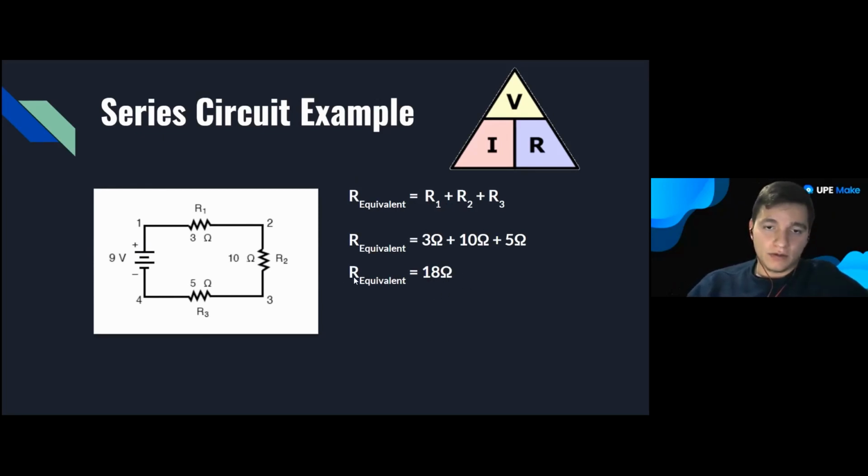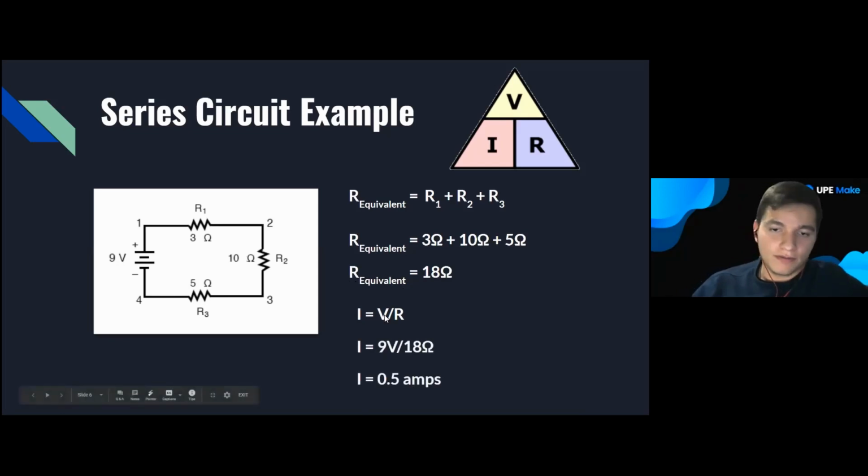Now that we have the equivalent resistance of the whole circuit, and we also have the voltage, I'm going to ask you again, what formula will we use to find the current of the whole system? If you look at this triangle up here, you might be able to remember. V divided by R. Correct. So V divided by R gives you the current. Since we have the equivalent resistance and the voltage, you get 0.5 amps. Exactly. So this is the current flowing through the whole circuit.